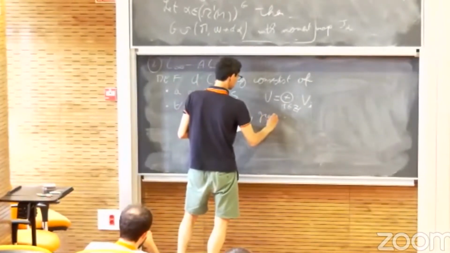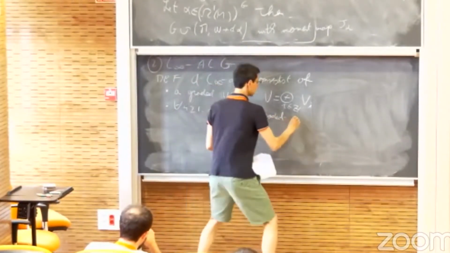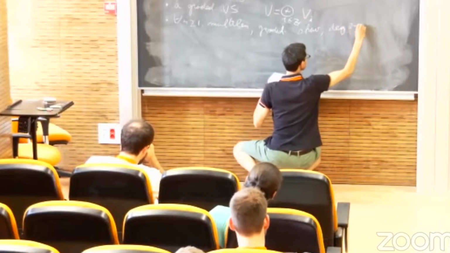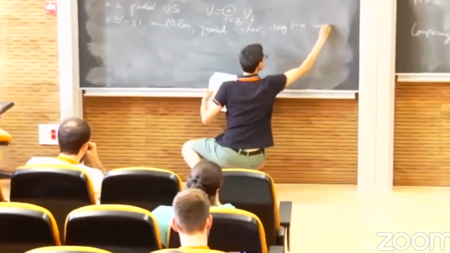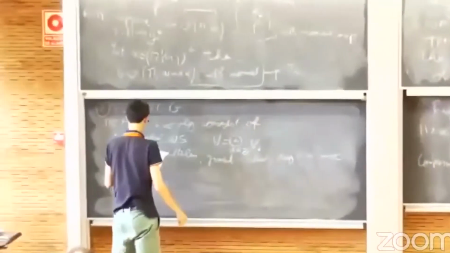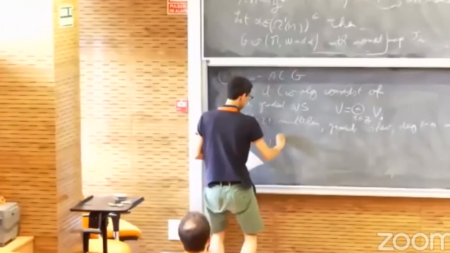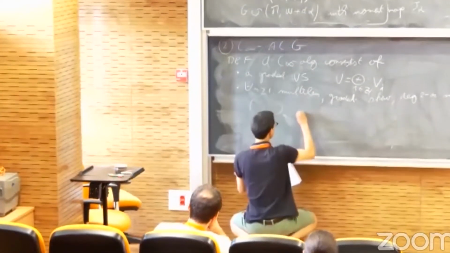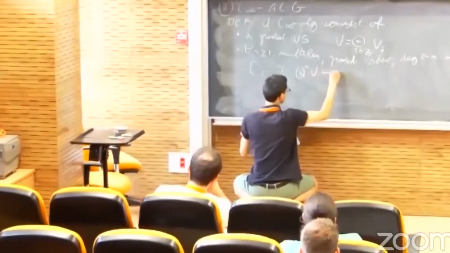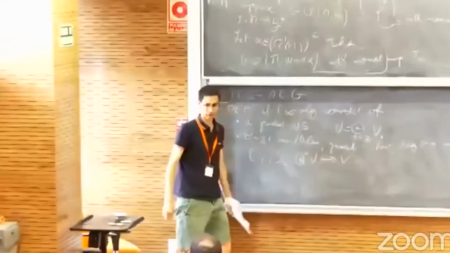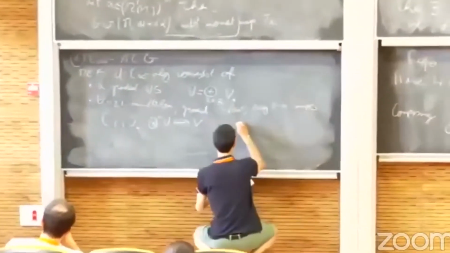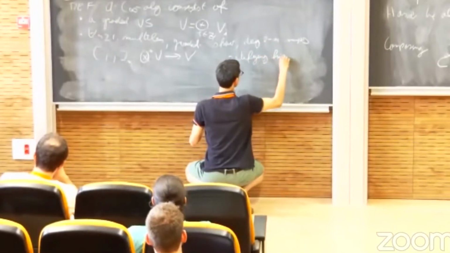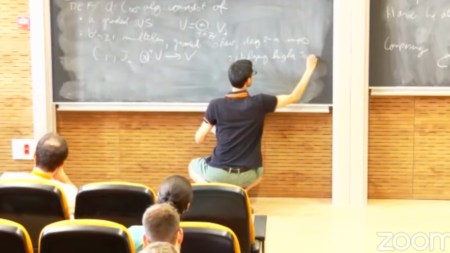Linear, skew-symmetric in the graded sense, of degree 2 minus n maps. I write them like this because I have n inputs, so they take n elements of V and give you back an element of V, satisfying some kind of higher Jacobi identity.